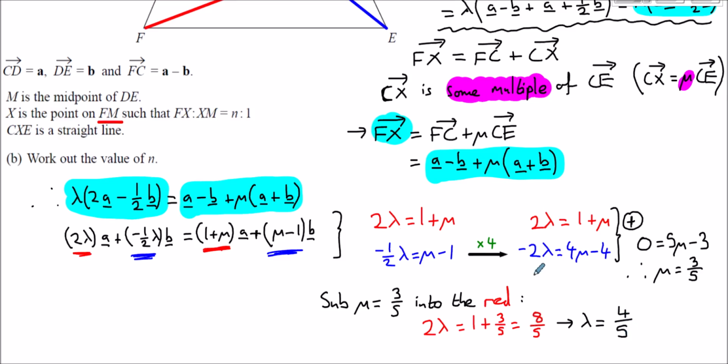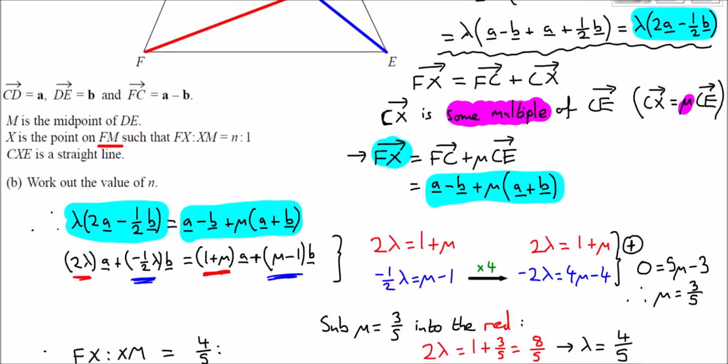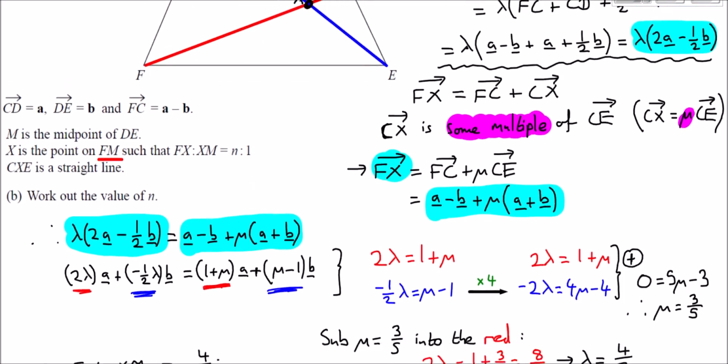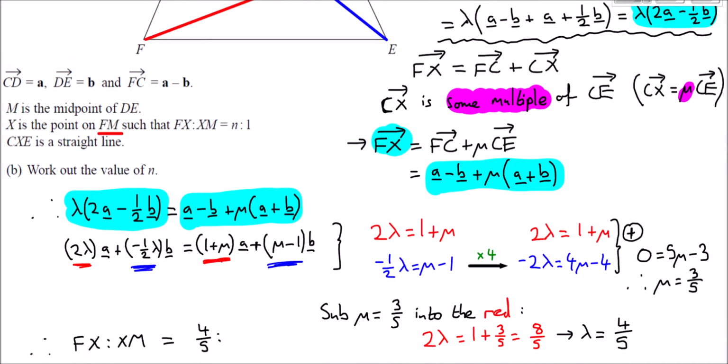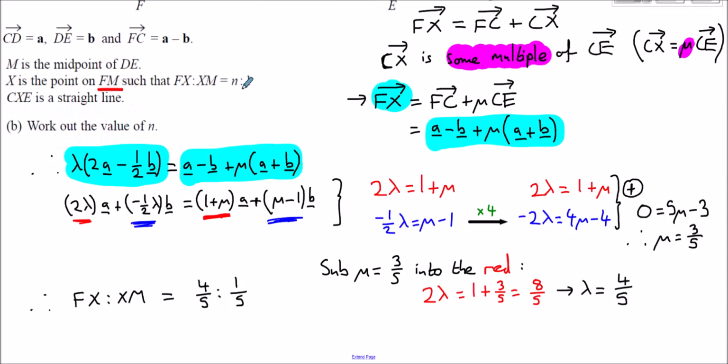So that tells us that x is 4/5 the way up from f to m. So therefore, fx to xm, fx is 4/5 the way along, so xm, this tiny piece here, must be 1/5. However, we need this ratio in the form n to 1. So we don't want a fraction, we want these as whole numbers.